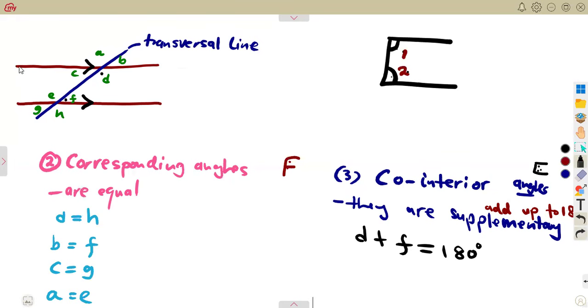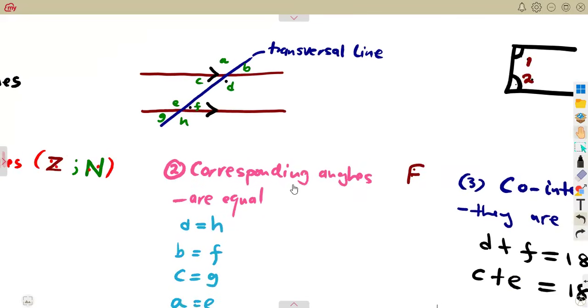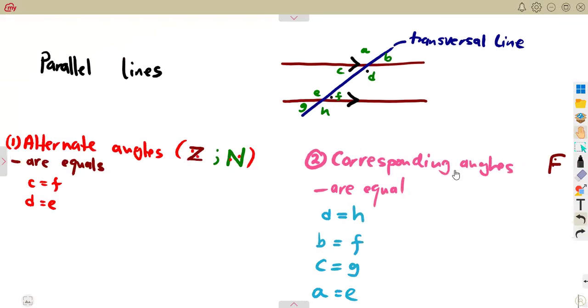Considering the other side, we have angle C and angle E. Together there, they also add up to 180. They are co-interior. So angle C and angle E is supposed to give us 180 degrees. So that is the relationship of the co-interior angles. They are not equal, no, but they add up to 180. The ones that are equal are the corresponding and the alternate angles.